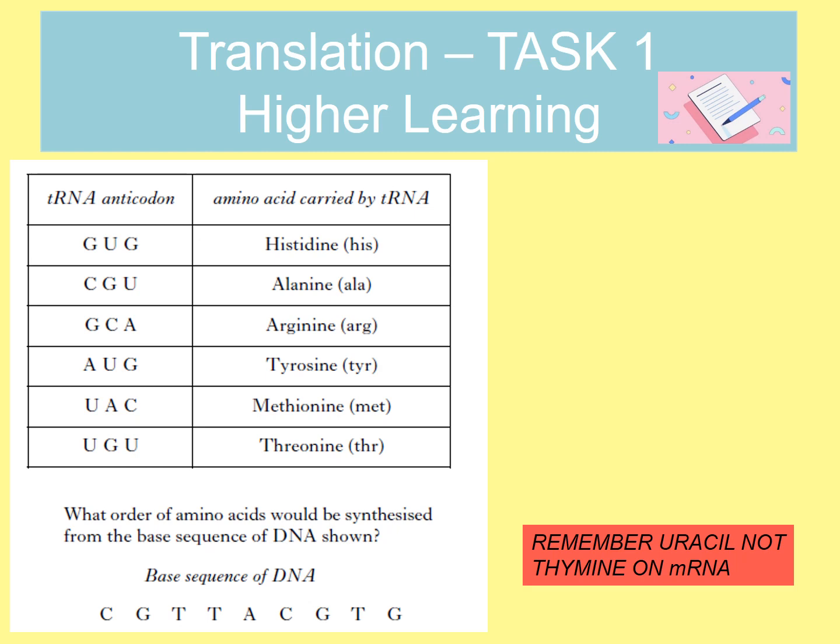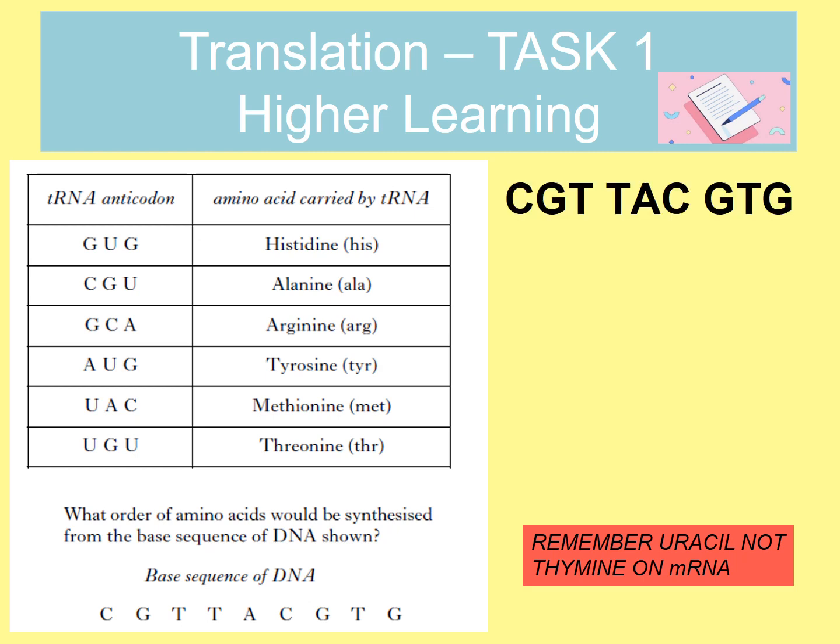So we've got a task here again now, looking at the process of translation. So this is using transfer RNA anticodons and seeing what amino acid they represent. You've got a question there about what order of amino acids would be synthesized from the base sequence of DNA shown. Now this is a very common question, starting with DNA, and you have to work your way down through messenger RNA, then to transfer RNA, and then carrying out the process to say which amino acid sequence it would be. Let's work through this one together.